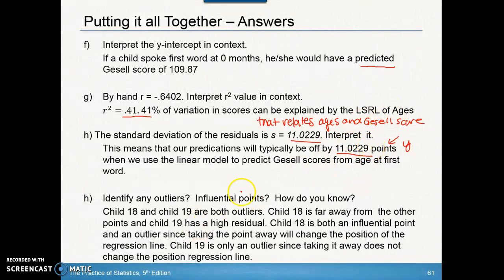So we already discussed this. So child 18 and 19 are both outliers. Child 19 has a high residual, and child 18 was far away in the X direction. So child 18, as we discovered, is both influential and an outlier because when we took it away, it actually changed the value of the slope and the R.